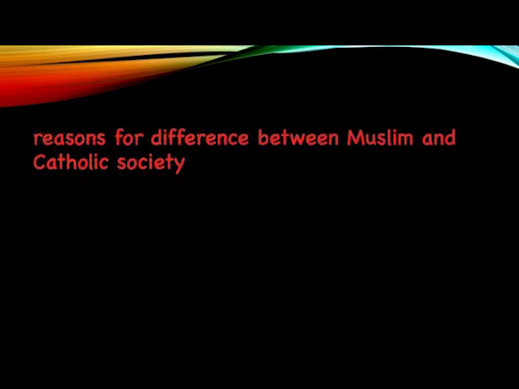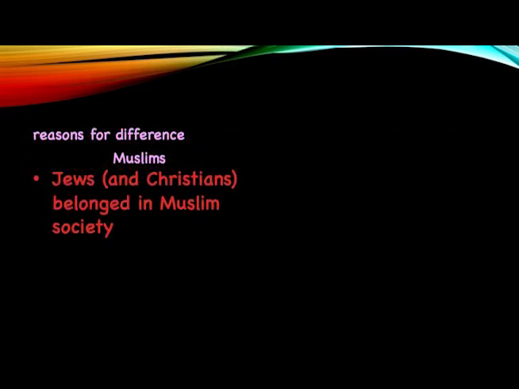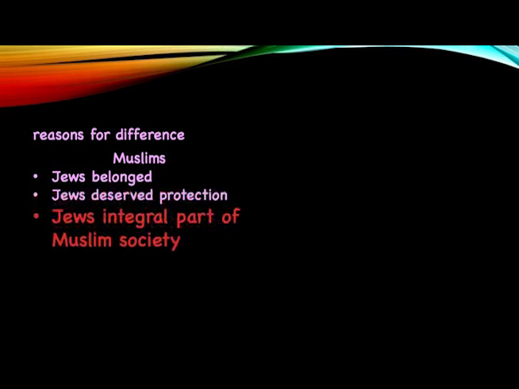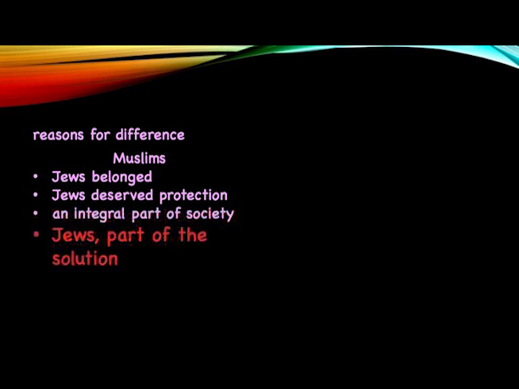The principal reasons for this different treatment of Jews are important for our history of anti-Semitism. Muslims believe that Jews and Christians belong to Muslim society. Muslims also believe that the God of Abraham commanded them to protect law-abiding Jews and Christians. Furthermore, Jews and Christians were an integral part of Muslim society, and Muslims believe they contributed to its general welfare. Thus, in the 14th century, Muslims generally saw Jews and Christians as part of the solution to stopping the Black Death, not as a cause of it.